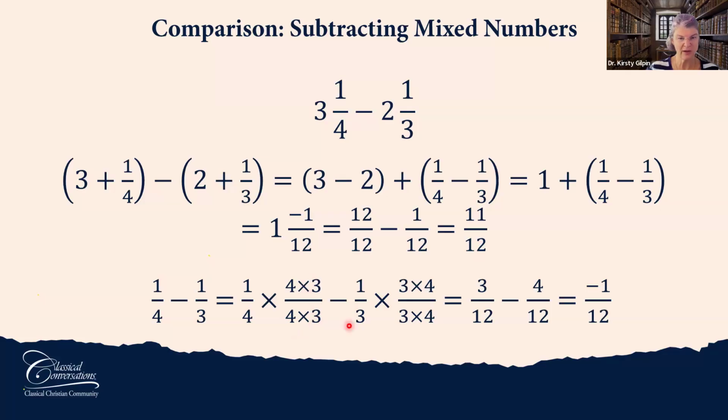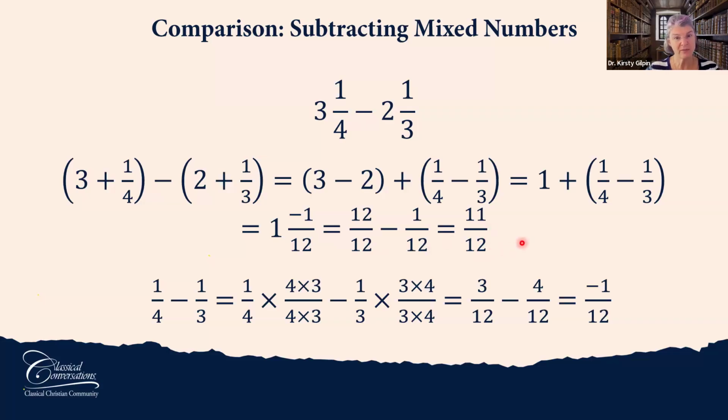Now let's go ahead and do our fraction work down here for 1/4 minus 1/3. I'm going to convert it to 12ths, and I end up with -1/12. So it becomes 1 and -1/12. But now I have to do some more work because I actually have to deal with this negative. And so I end up with 12/12 minus 1/12 equals 11/12.